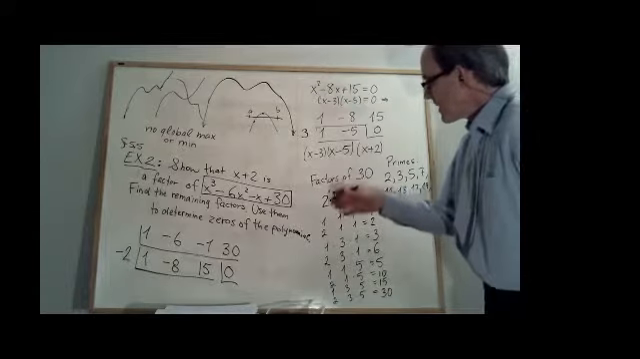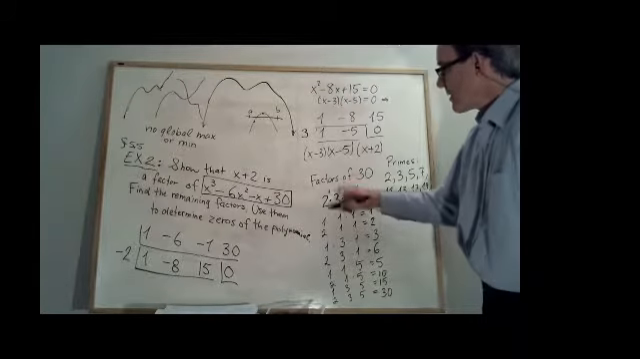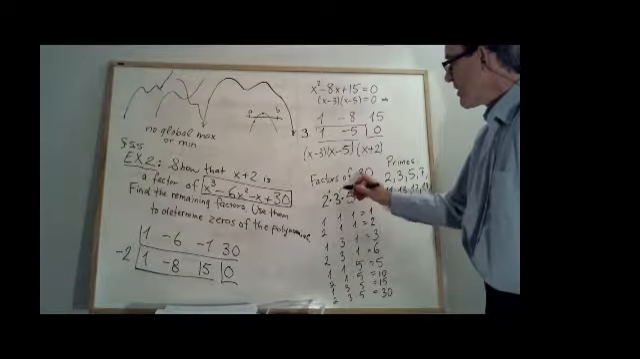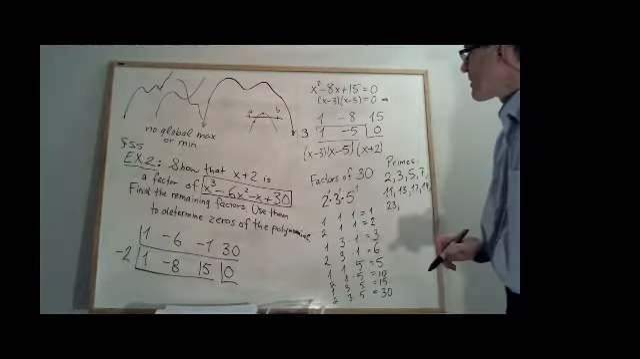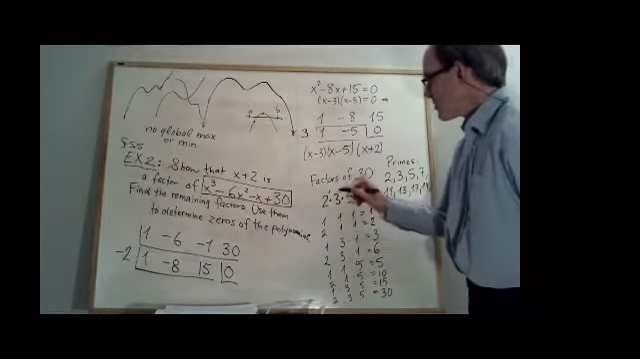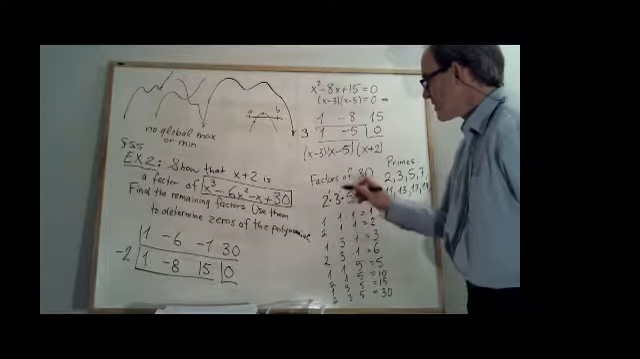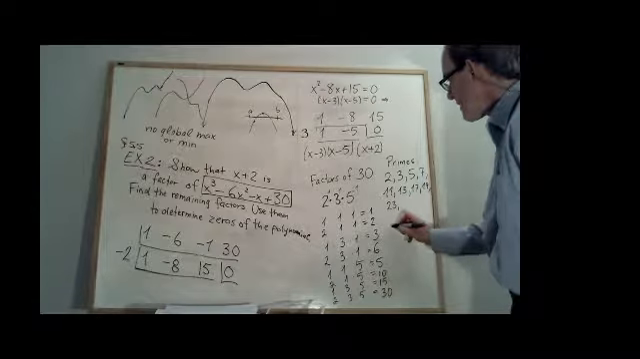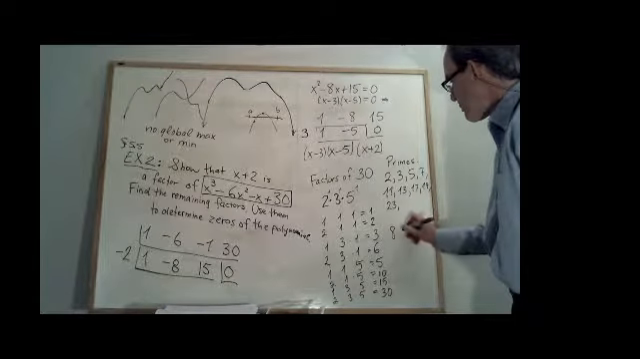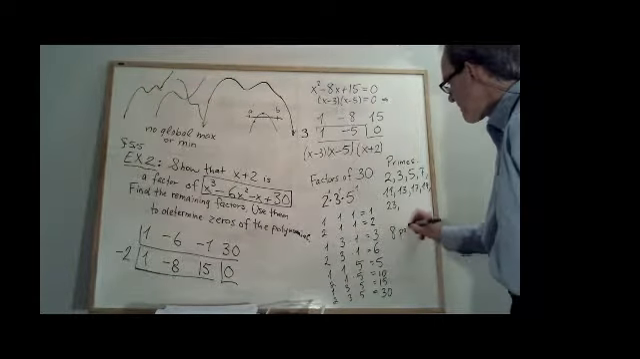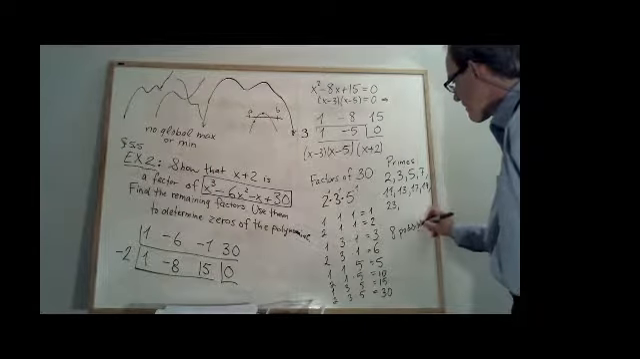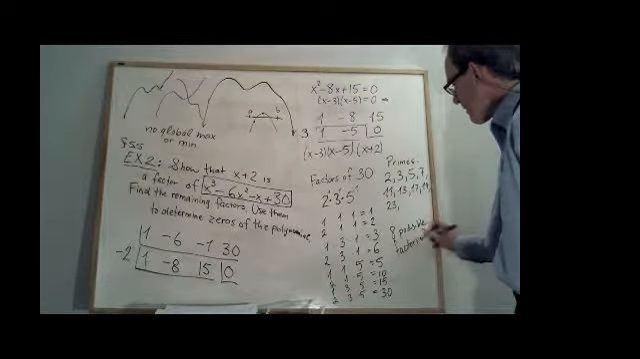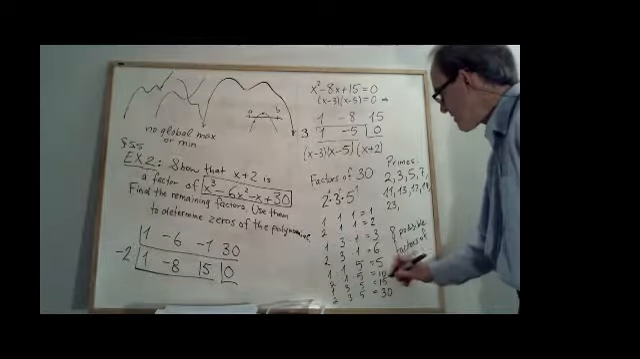Okay, so for each place, for each column, there are 2 choices. It's just 1 plus the power up here. So you multiply all those choices together, 2 times 2 times 2, and that gives you the number 8. So there are 8 possible factors of 30. 1, 2, 3, 4, 5, 6, 7, 8.